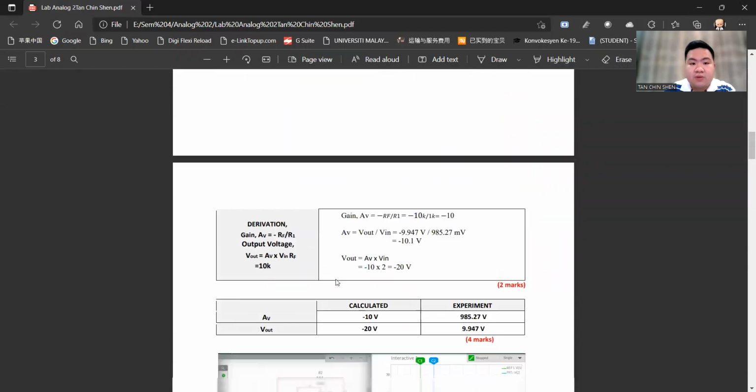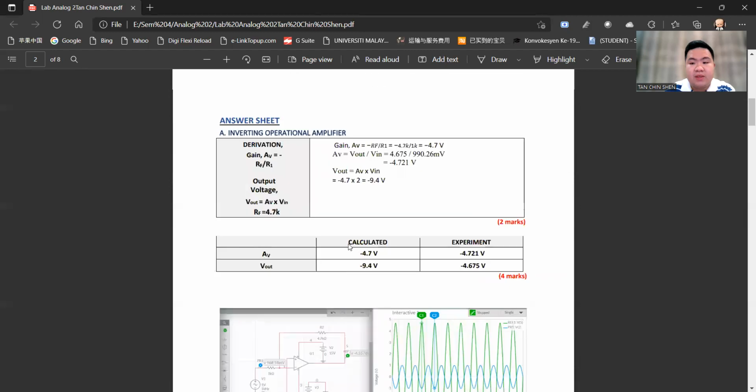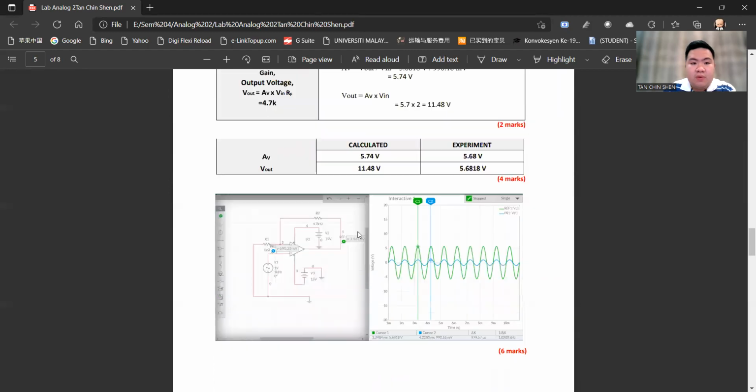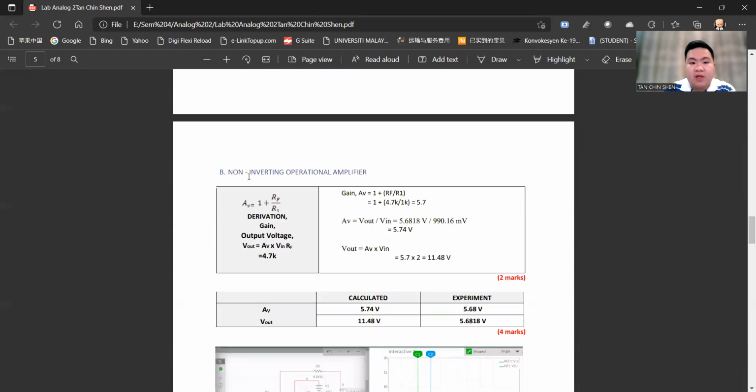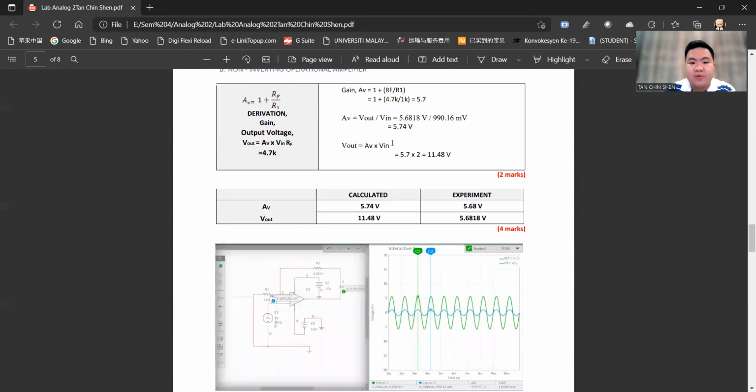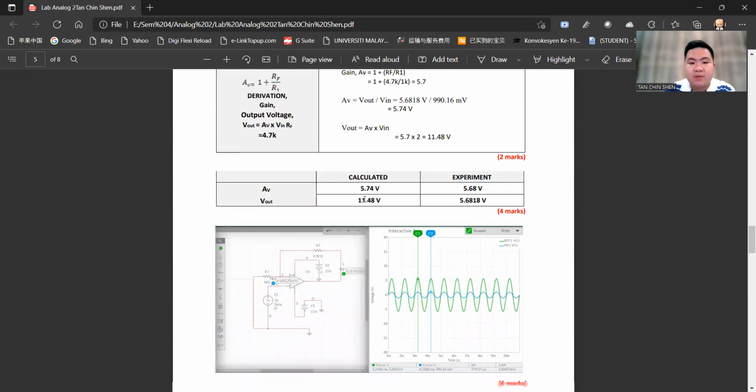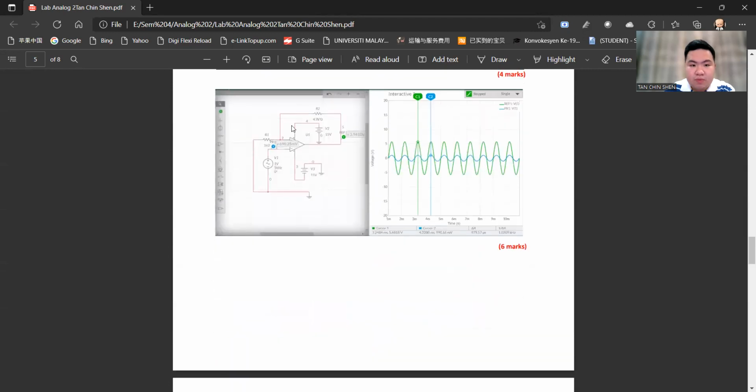Okay, this is my part B, the non-inverting operational amplifier. This is the same calculation. Then my table. This is my circuit and output waveform.